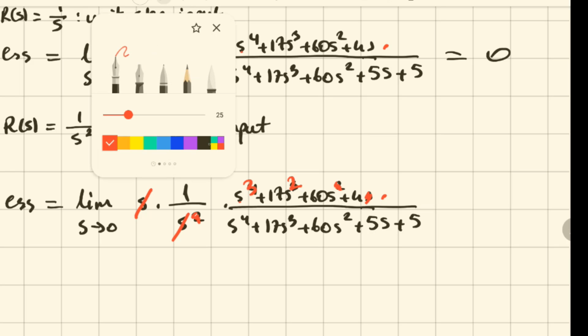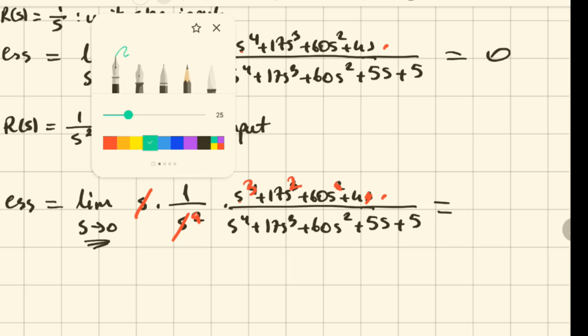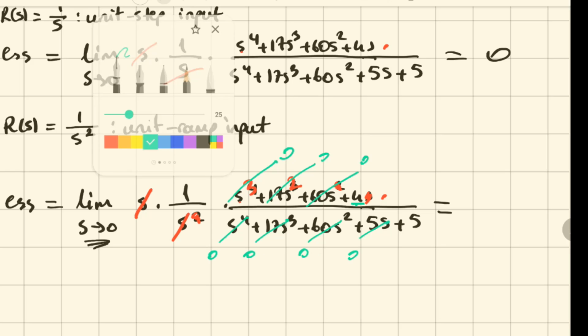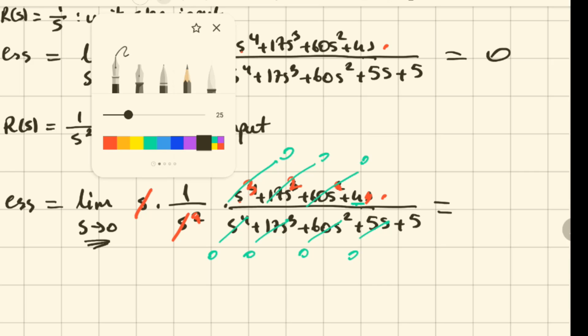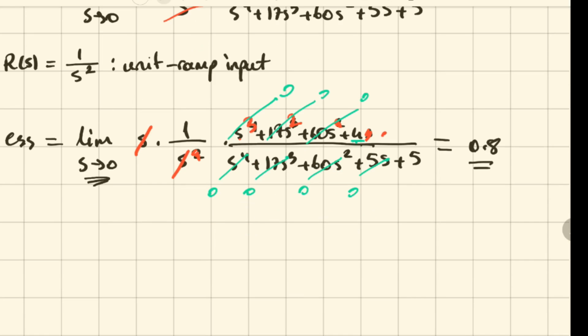So finally, if we apply s to the power of 0, we have 0, 0, 0, we have 4 here, 0, 0, 0, 0. So 4 over 5, finally we get 0.8. This is the steady state error for the unit ramp input.